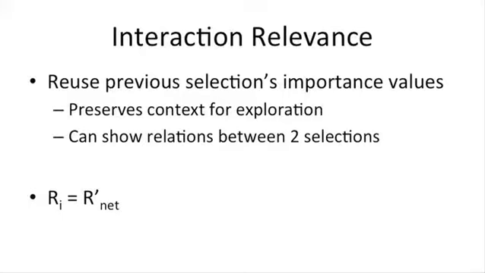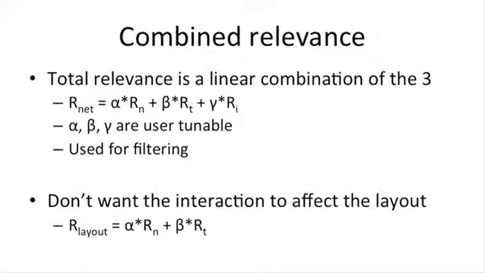And lastly, we want to do an interaction relevance, where we want to reuse the previous selections in importance values without discarding them entirely. And so we can import them, basically looking at the previous time step of importance and add that as another weighted value into the overall importance. And so we can combine these into one overall importance for every node in the graph and look at, okay, we want to select the 20, 30, 40, whatever the user wants, most relevant nodes in the graph according to all of these different relevance metrics.